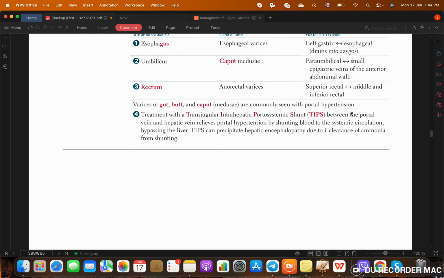They write, yes, TIPS relieves portal hypertension by shunting the blood to the systemic circulation and bypassing the liver. TIPS can precipitate hepatic encephalopathy due to decreased clearance of ammonia from the shunting. With shunting, ammonia cannot be converted to urea. More ammonia in the brain, more glutamine, swelling, neuropathy.